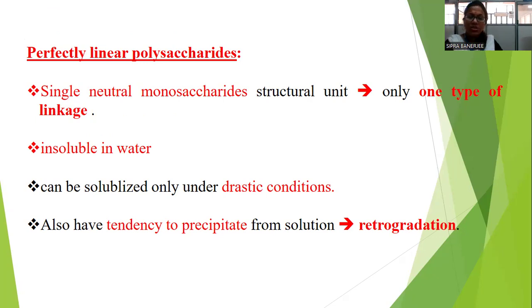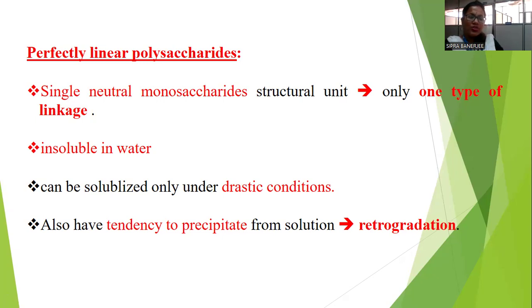Like cellulose and starch, you can see in the rice. They are not digested in normal water. They have to be boiled. There is also a tendency to precipitate from circulation. And they have retrogradation. That means they will be forced under very high temperature and high pressure.